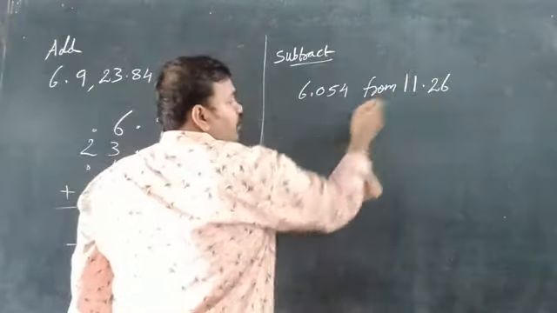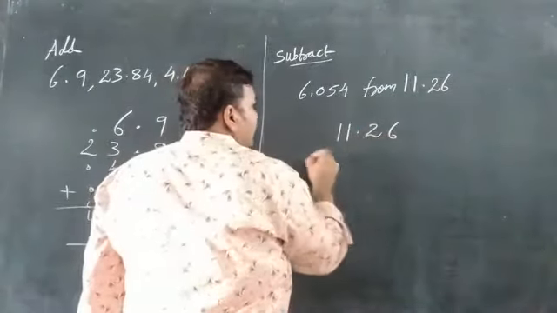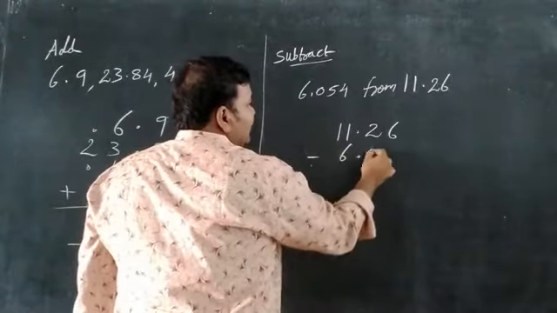Like that we can do subtraction. Always you have to start subtraction from the last digit. 11.26 minus 6054, point below point.